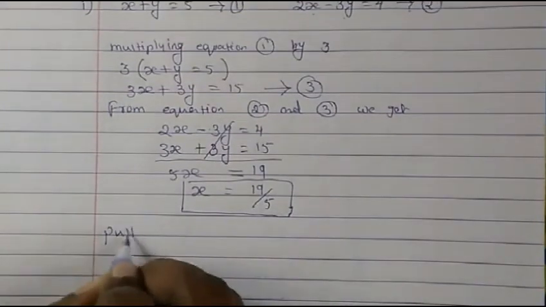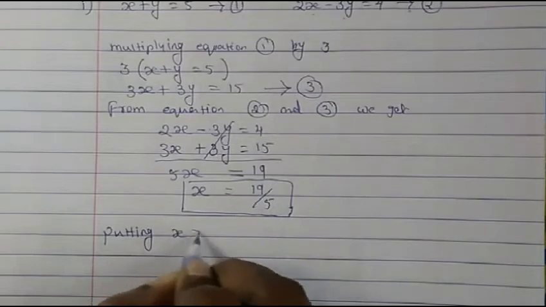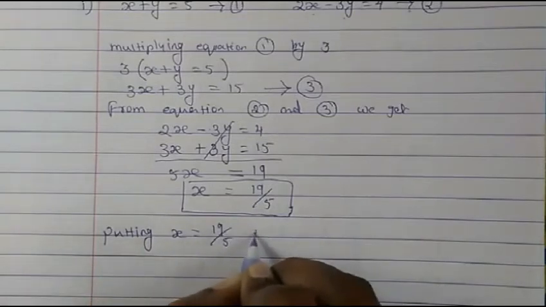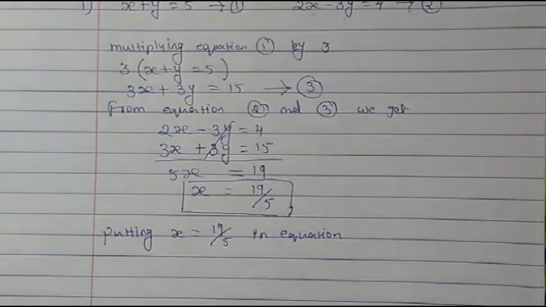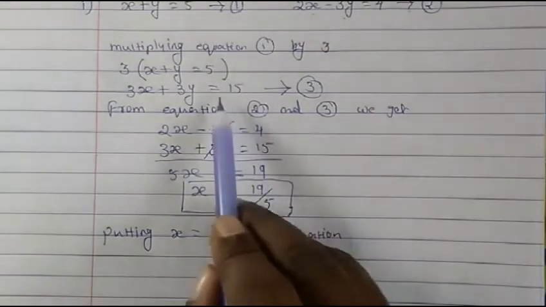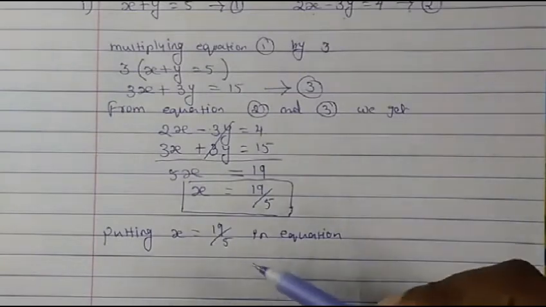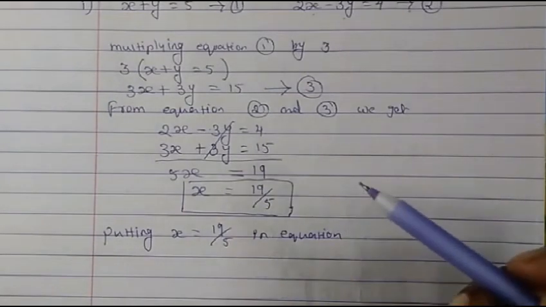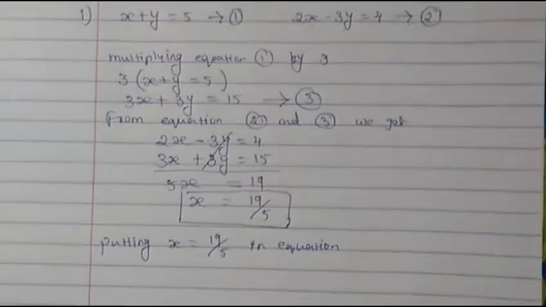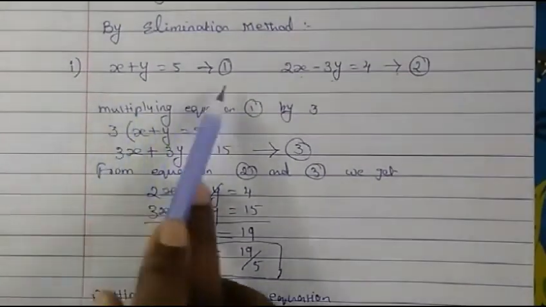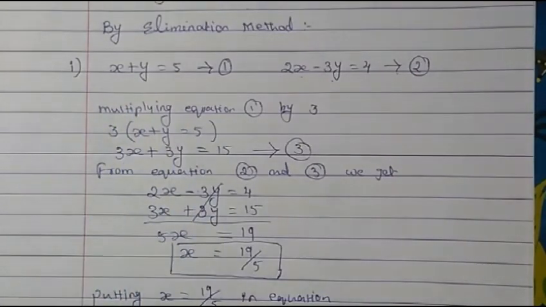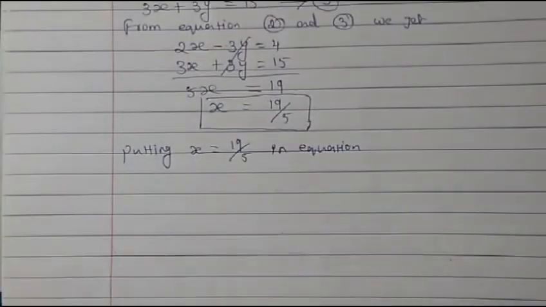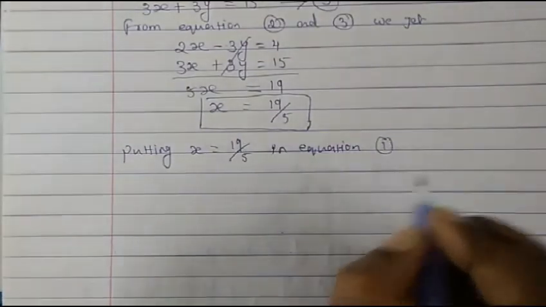Now putting x equal to 19 upon 5 in any equation. We have equation 1, equation 2, equation 3. Any of the equations you can put this value in and get the value for y. So we'll put it in equation 1 because equation 1 is simpler. If we put the value of x, we can get the value of y.